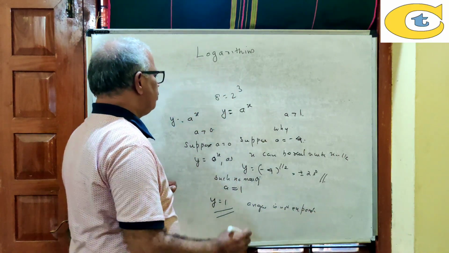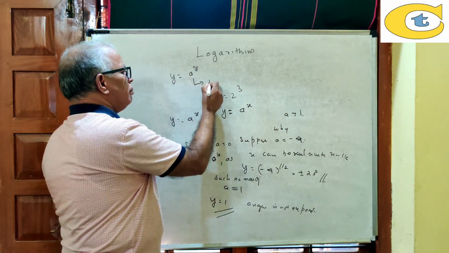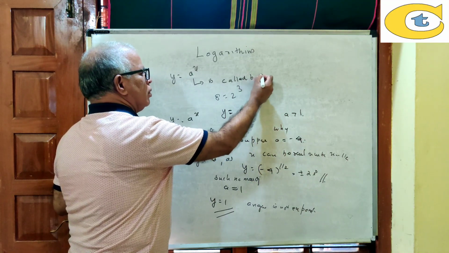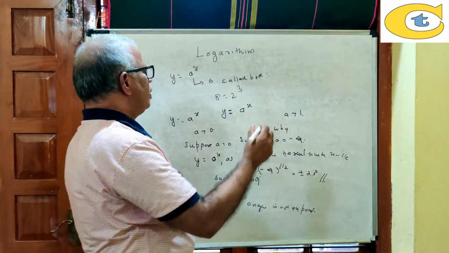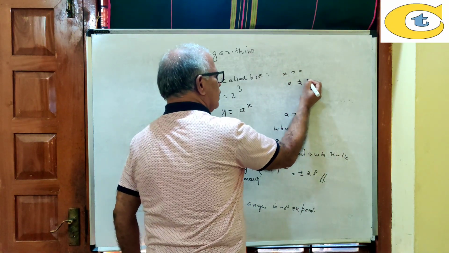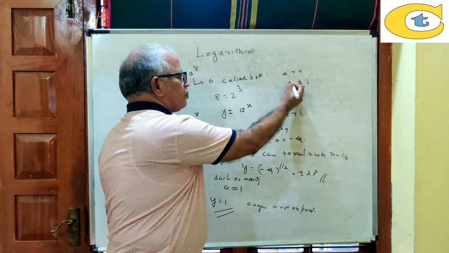So in the function y is equal to a raised to x, a is called the base. The base has to be greater than 0 and cannot be equal to 1. This is the condition. If you have any doubt, you can ask me.